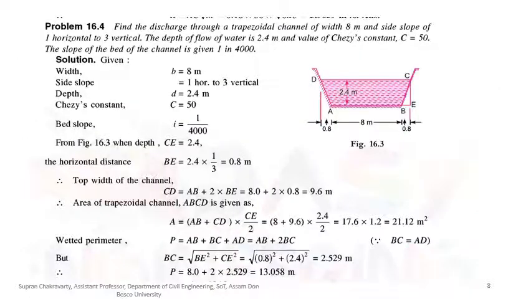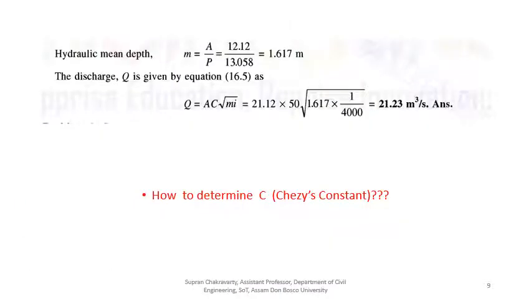Another problem you can just go through. I will not explain this. This is nothing but a trapezoidal channel. So in the same manner, you just have to find out the discharge this time. If we find out the velocity, you can easily find out the discharge. So discharge is found out.